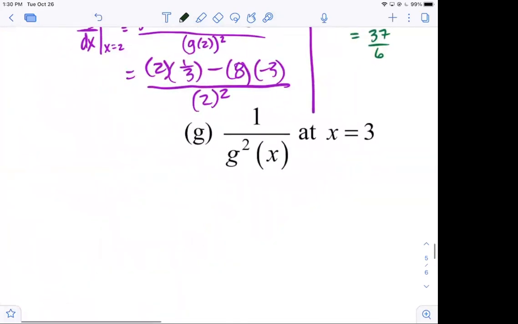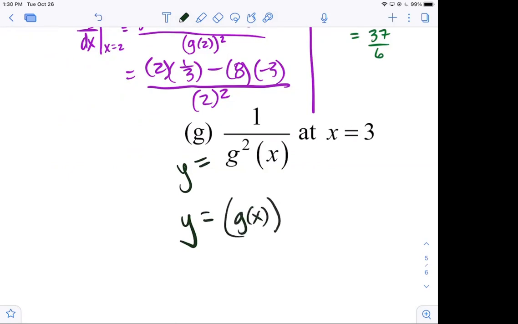Let's do this one here. y equals 1 over g squared of x. You want to use the quotient rule here? No, I wouldn't, because you've got a constant multiple in the top. So let's bring that to the top and call it to the negative 2nd power, and then let's write it in expanded form, so that we don't miss a layer when we're differentiating. So the quantity g of x to the negative 2nd power.